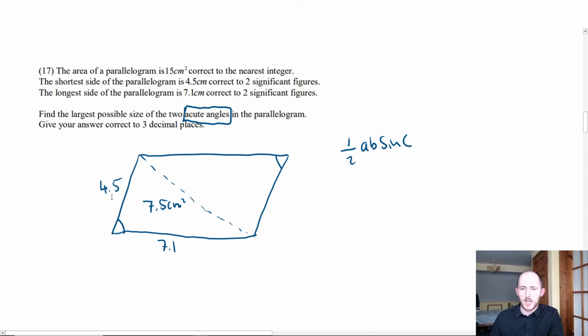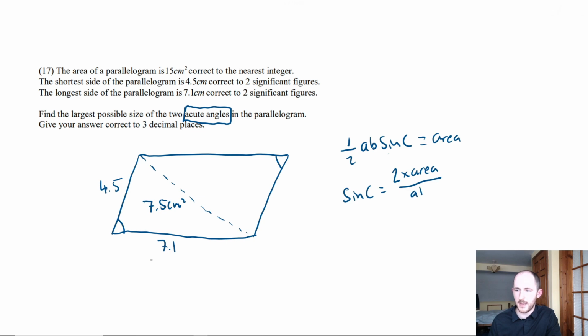Okay, cool. Now I can work out this angle because that angle is just going to be sine C. Now, here's the part where it gets a bit interesting, okay? If I rearrange this formula for the angle, I get sine C is equal to 2 times the area over AB.